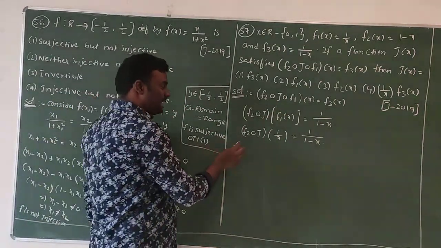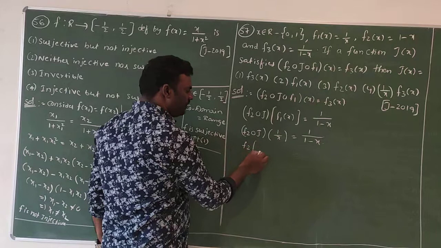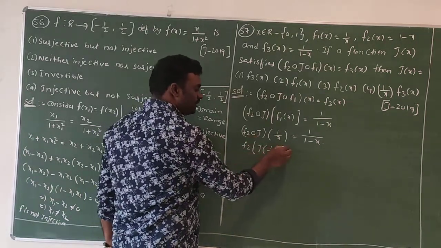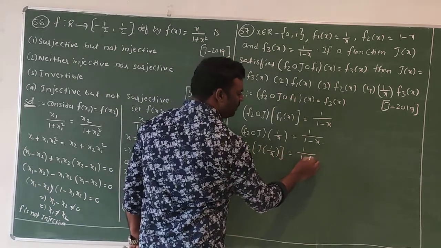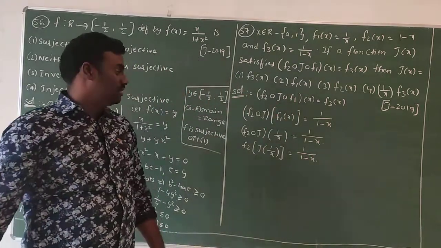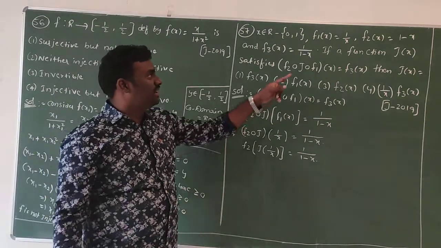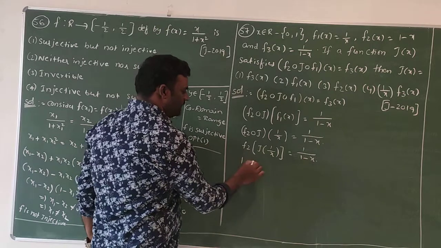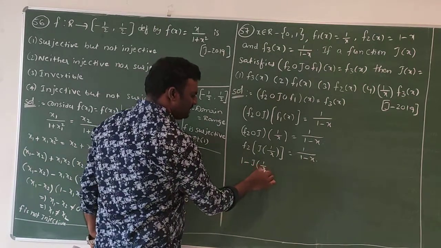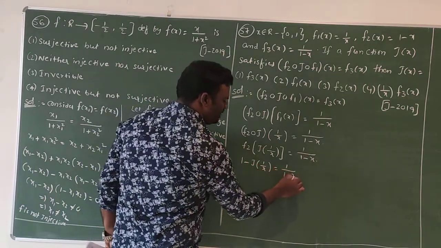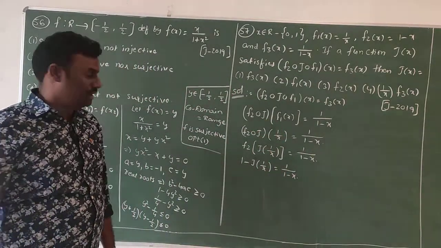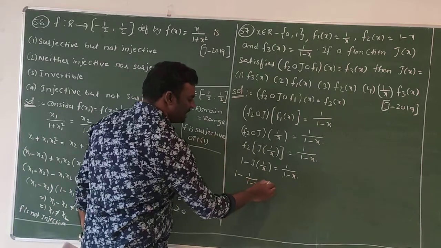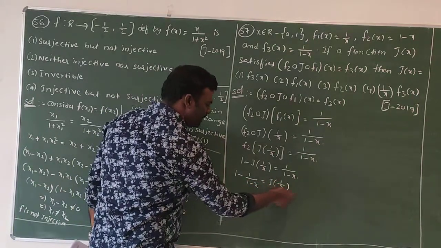And again this can be written as f2 of j of 1 by x. If you remove circle, compulsory bracket we need to find 1 by 1 minus x. So here f2 of x function is what? 1 minus x. That's why 1 minus j of 1 by x equals to 1 by 1 minus x. It can be written as 1 minus 1 by 1 minus x is equal to j of 1 by x.